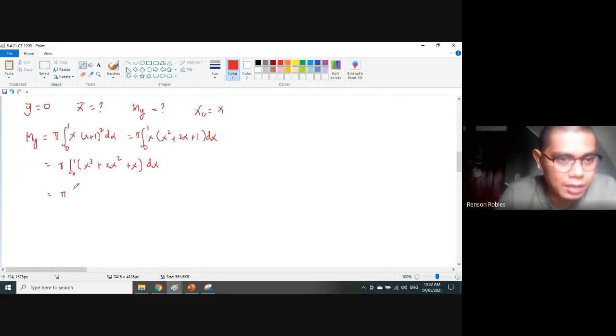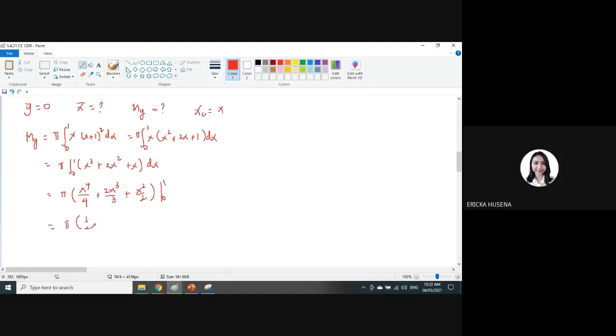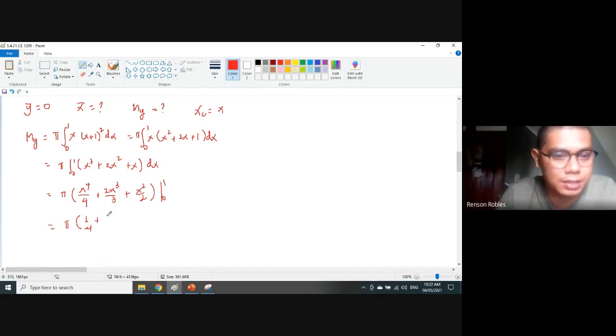Then pi, can I now integrate? Am I doing it right? Kindly check my computation. Plus x squared over 2, evaluated from 0 to 1. Can you still hear me? Yes, sir. Okay, and then we now replace x by 1, and then by 0, and I think the rest will become 0.